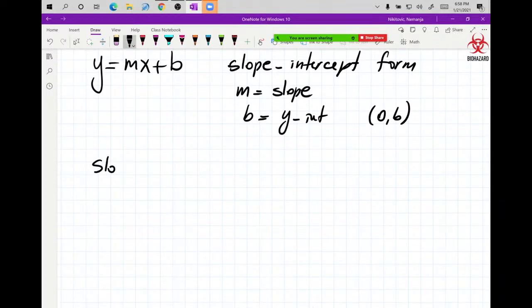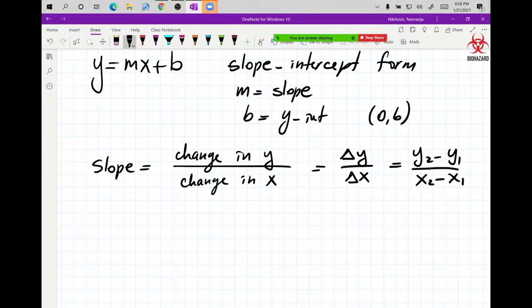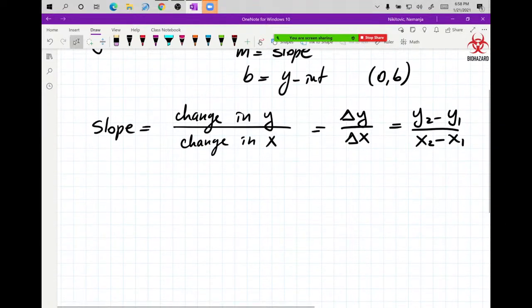Now slope is understood as change, spell it out, change in y divided by change in x, in mathematics denoted as delta y over delta x, also known as y2 minus y1 over x2 minus x1. You ski down the slope. So you ski down the slope, at least you do until you break your hip or something.